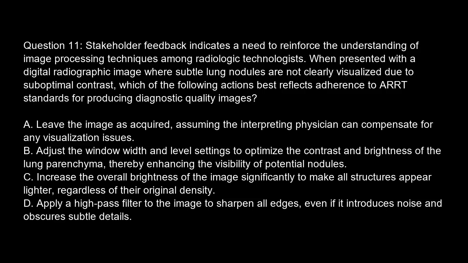Option A. Leave the image as acquired, assuming the interpreting physician can compensate for any visualization issues. Option B. Adjust the window width and level settings to optimize the contrast and brightness of the lung parenchyma, thereby enhancing the visibility of potential nodules. Option C. Increase the overall brightness of the image significantly to make all structures appear lighter, regardless of their original density. Option D. Apply a high-pass filter to the image to sharpen all edges, even if it introduces noise and obscures subtle details.